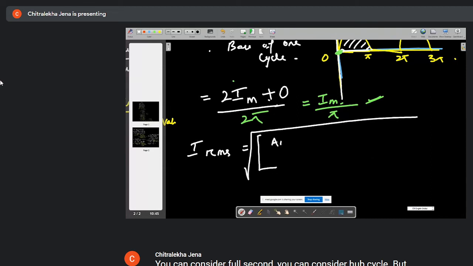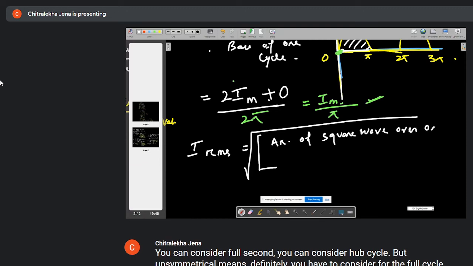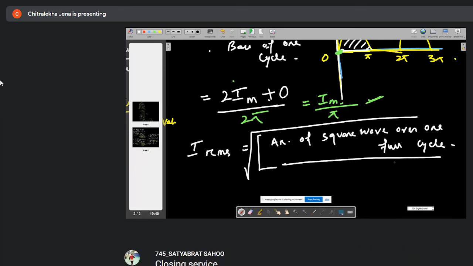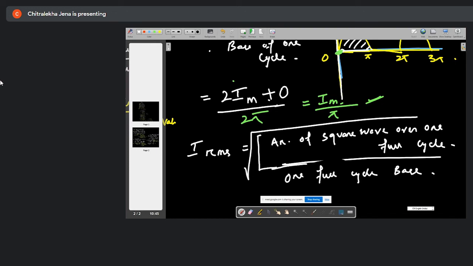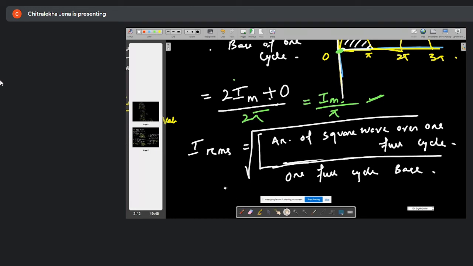Square root of the area of the squared wave over one full cycle, divided by how much? One full cycle base. Yes, one full cycle base. Okay, one full cycle base. Now let us find out what is the area.